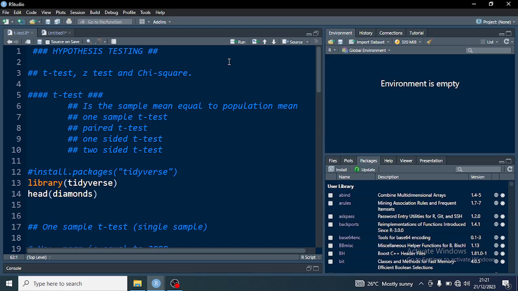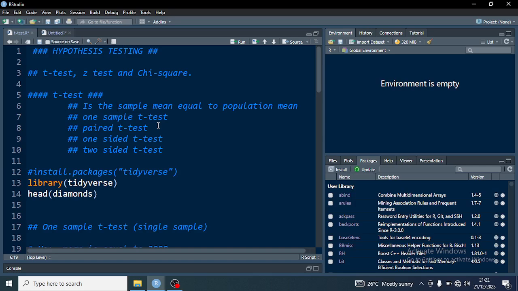a certain confidence interval. And in this session, under hypothesis testing, we'll cover the t-test, the z-test, and the chi-square test. In both the t-test and the z-test, we are talking about the mean. We are saying, is the sample mean equal to the population mean, or is the mean of that sample equal to a certain presumed mean? And we will define our hypothesis.